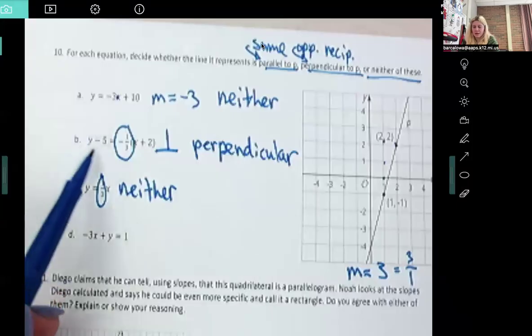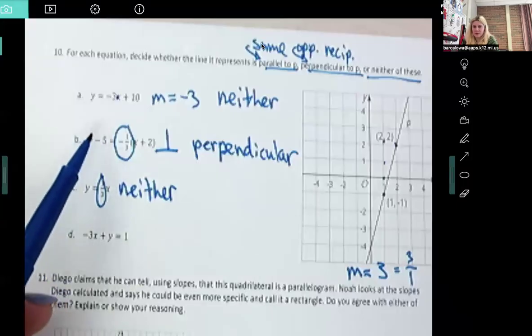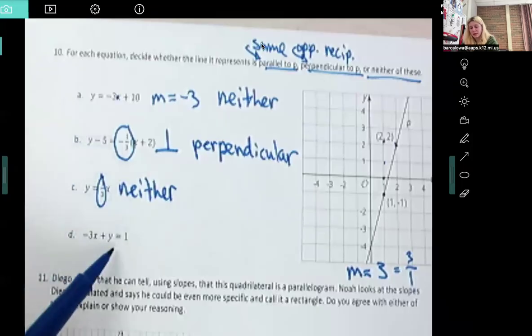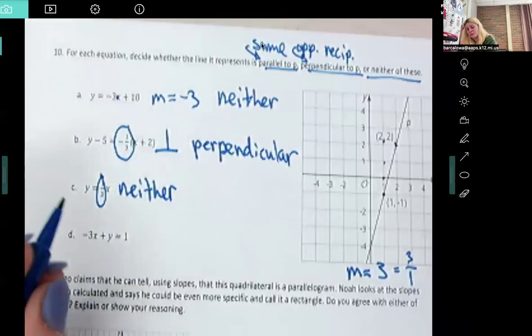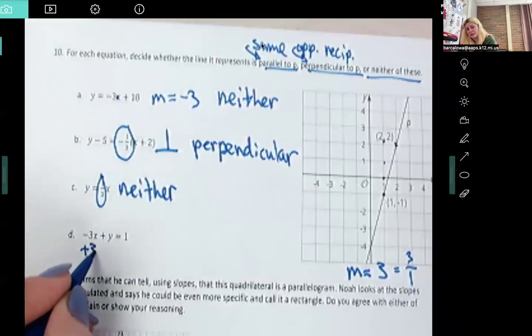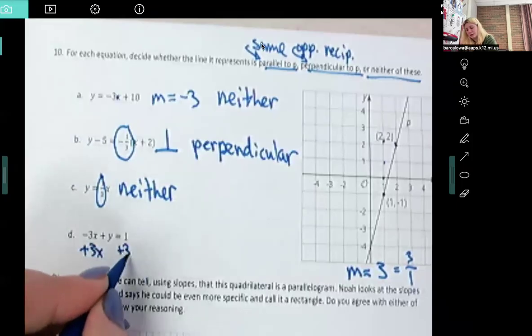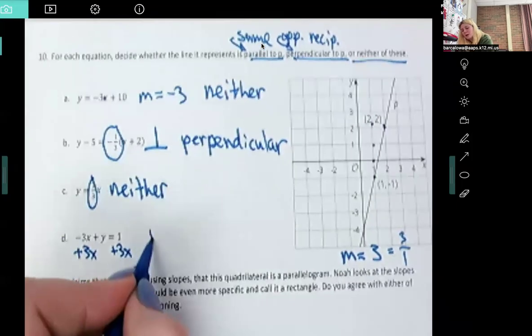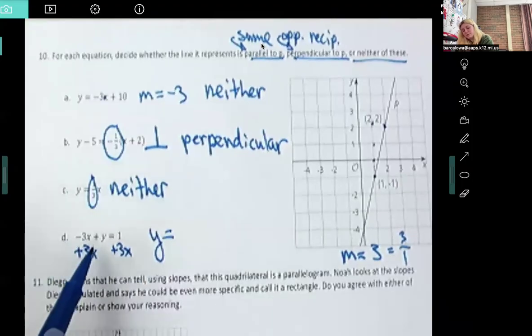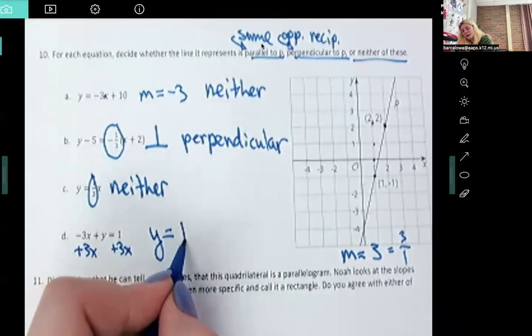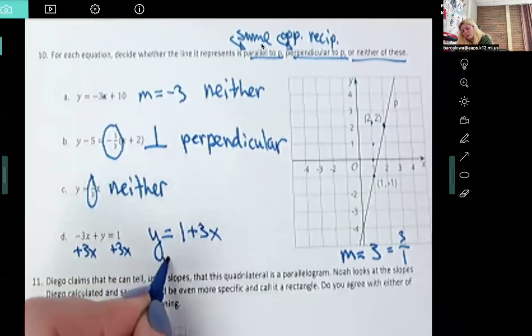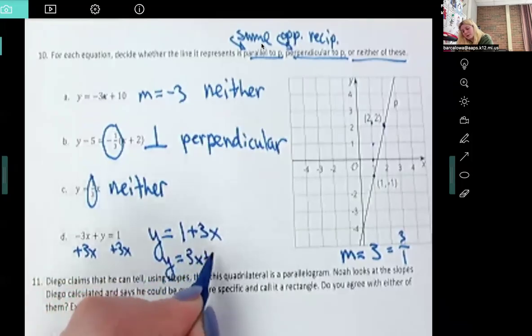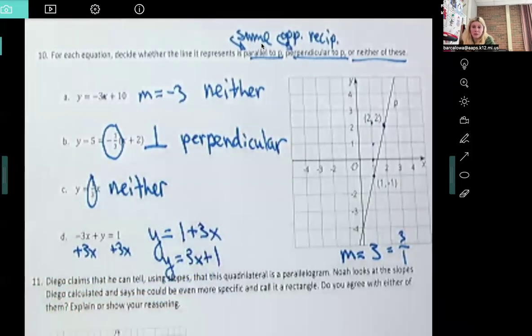Okay, here it's kind of okay because I'm just adding and subtracting. That's my special point slope form. But let's move and get y by itself. So I would add 3x, add 3x. Now y equals 1 plus 3x or 3x plus 1. Okay, either way. What is the slope there?